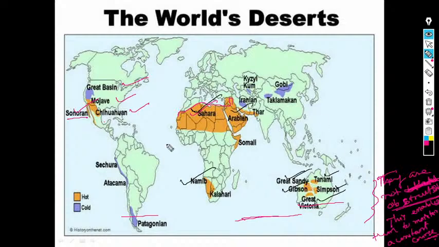Just look here. This is a cold desert with interior. Here it is interior. Why is it called the Great Basin, and why is it cold? The reason is that the Rockies mountain is here.